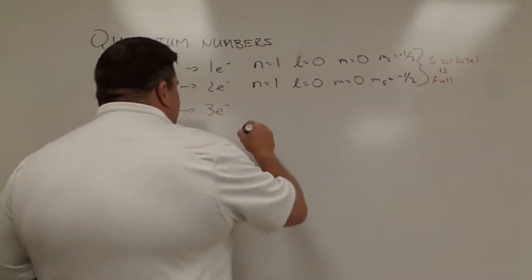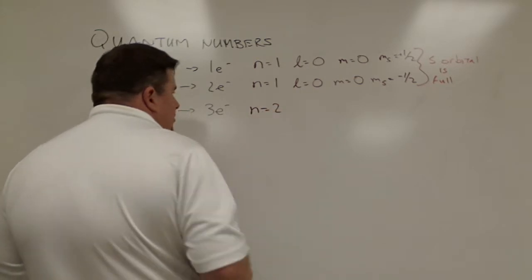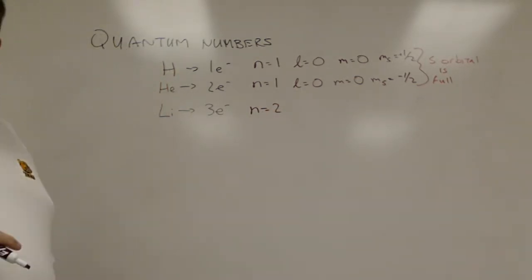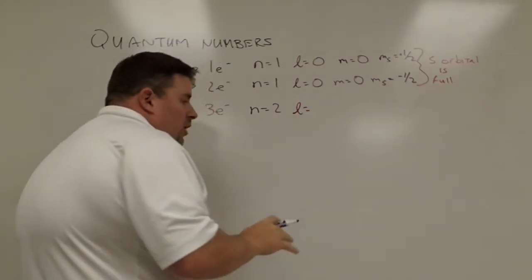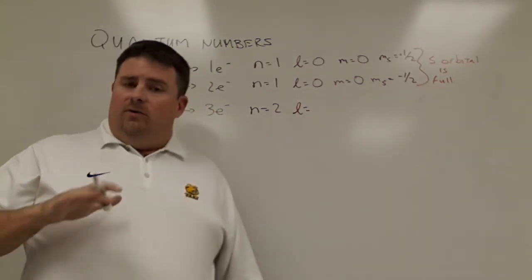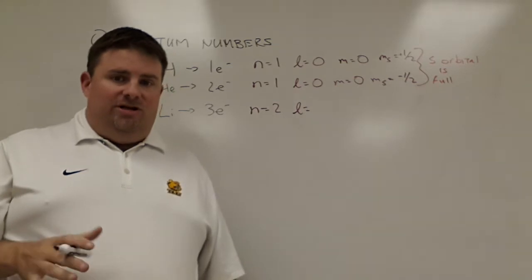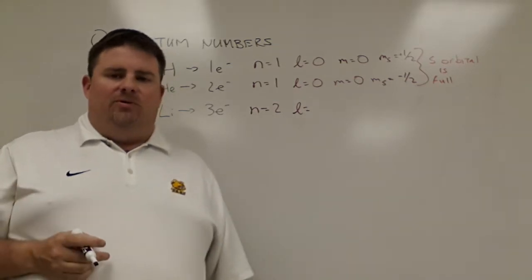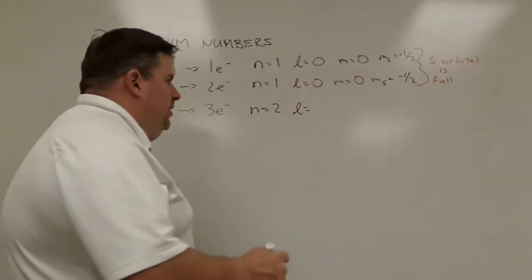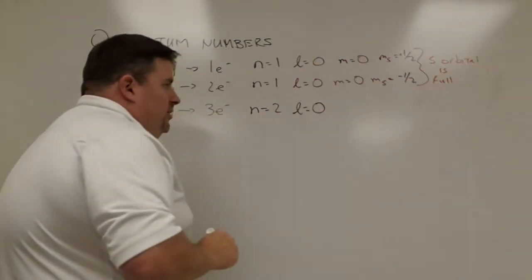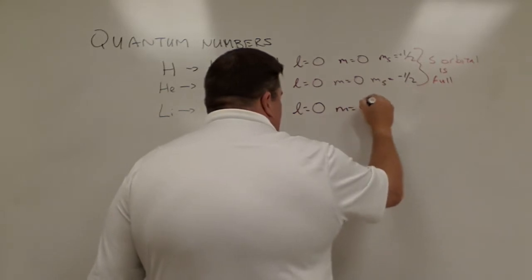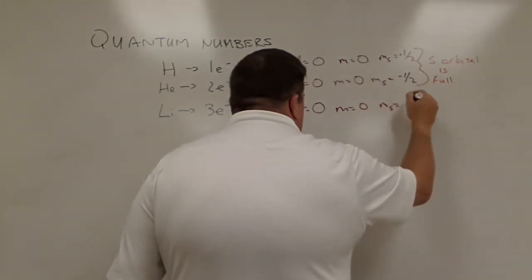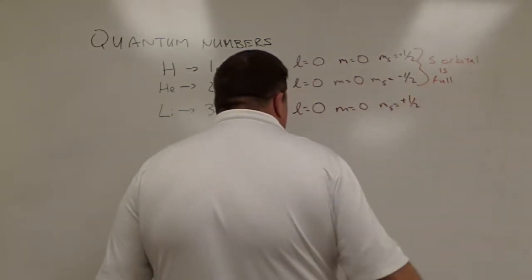So now at this point, N is equal to 2. All right. I have 2 possibilities here. L can be equal to 1 or L can be equal to 0. Remember, lower is lowest energy. So what's going to be the low energy at this point? 0. That's right. So the L is going to be 0 there. M is going to be 0. And MS is either going to be plus 1/2 or minus 1/2.